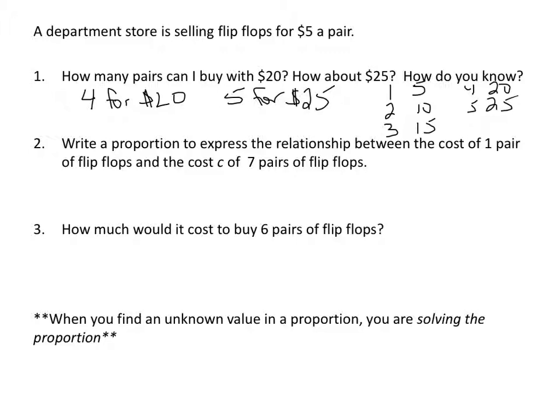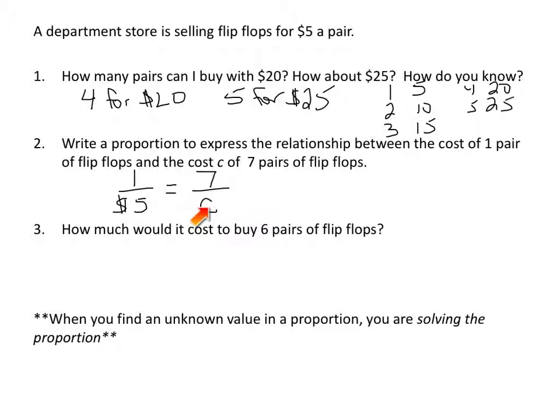the cost of 1 pair of flip-flops and then the cost C of 7 pairs of flip-flops. So if 1 pair of flip-flops costs $5 and it's a constant rate, we want to know how much 7 pairs of flip-flops would cost, for C. If you notice, on the top we keep it consistent: I have 1 pair of flip-flops, 7 pairs of flip-flops, and on the bottom we have the cost, $5, and then here would be C. That would be writing the proportion.